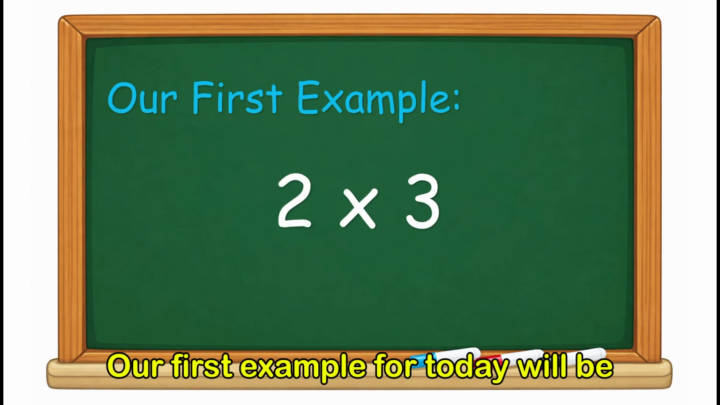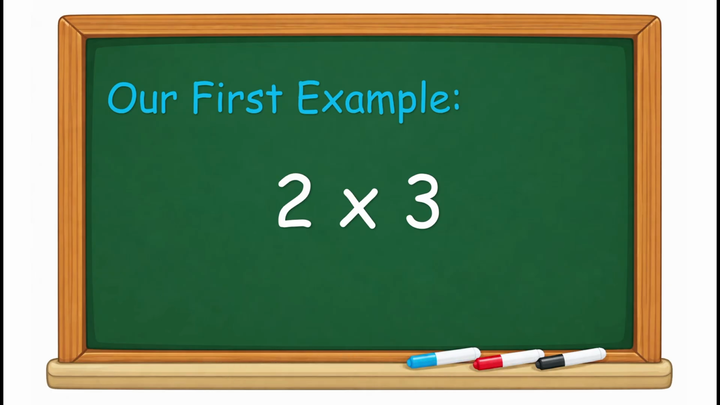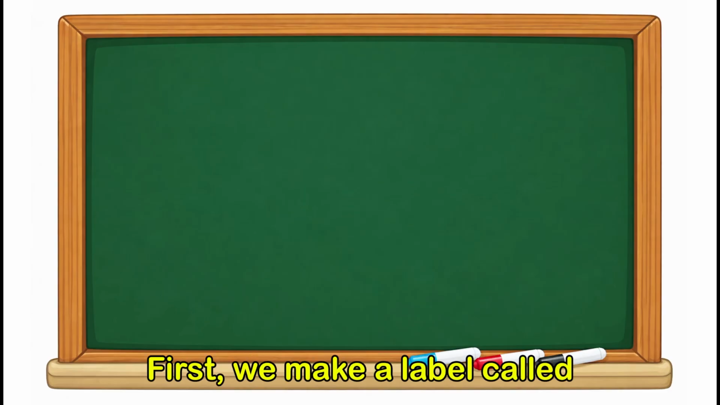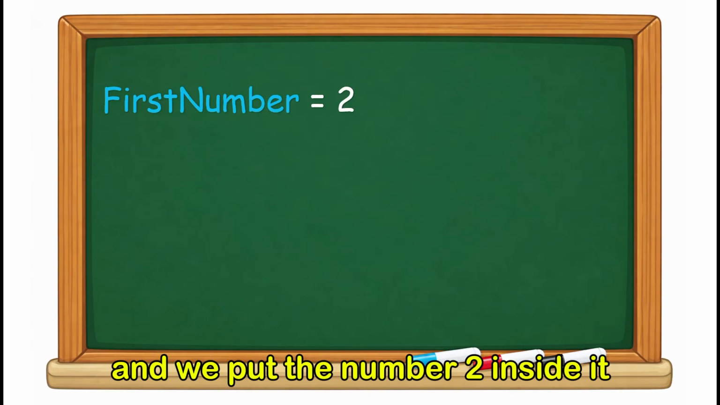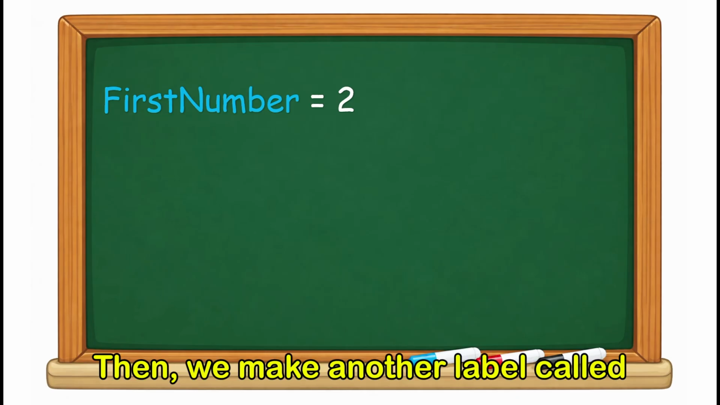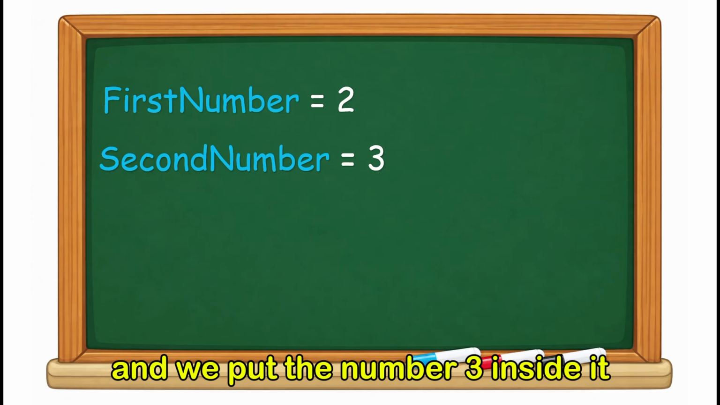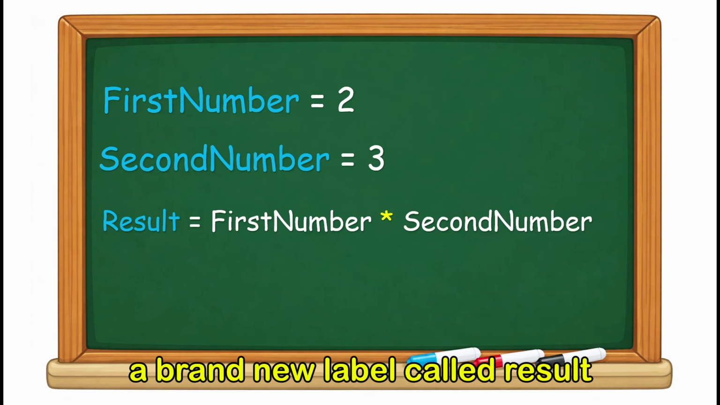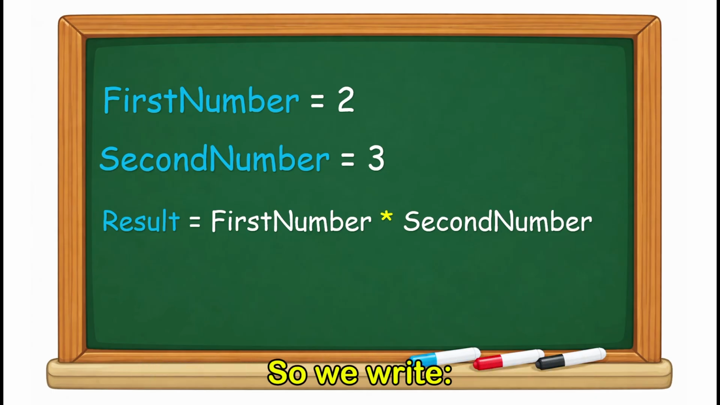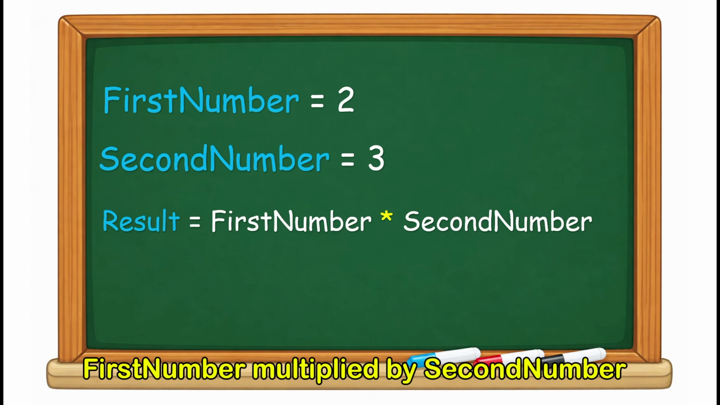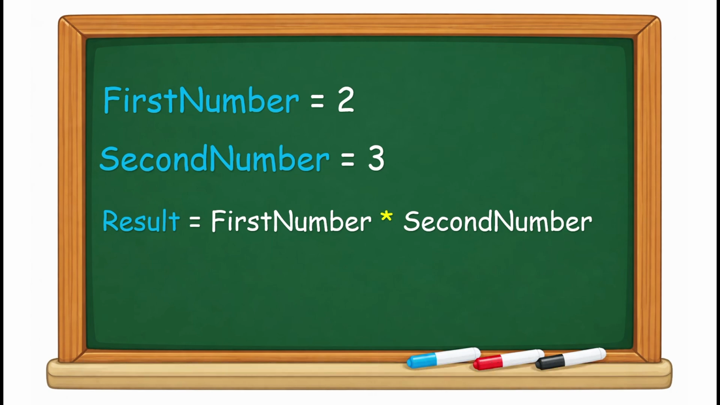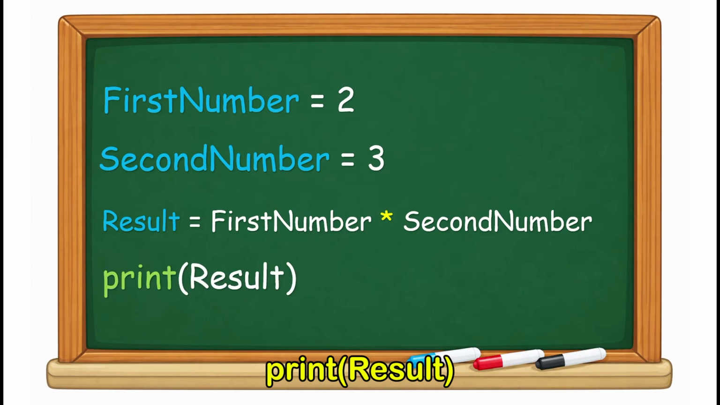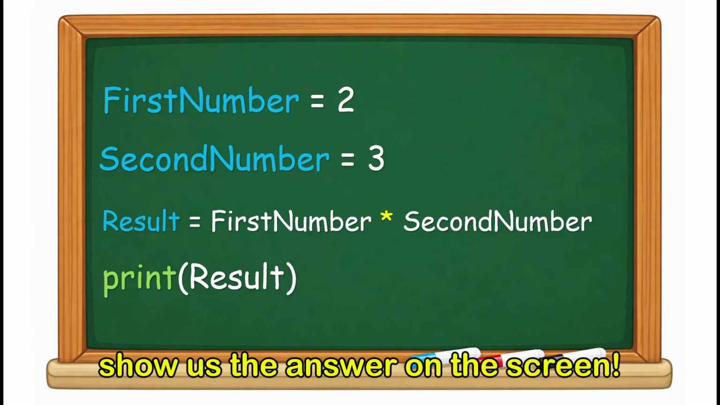Our first example for today will be 2 multiplied by 3. But before we start coding, let's quickly review the steps we need to follow. First, we make a label called first number, and we put the number 2 inside it. Then, we make another label called second number, and we put the number 3 inside it. Next, we tell the computer to multiply them, and we save the answer in a brand new label called result. So we write result equals first number multiplied by second number. And last, we write print, open parenthesis, result, close parenthesis. That means, computer, show us the answer on the screen.